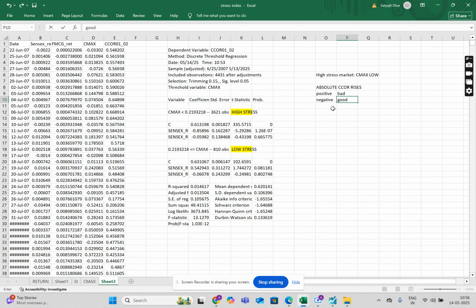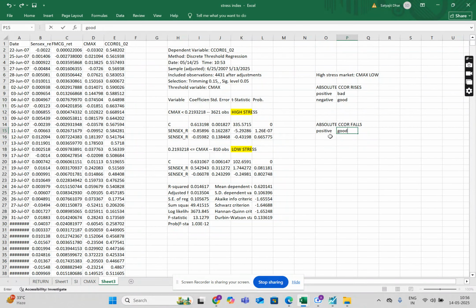So that is good. Now suppose we write, in the same way, when absolute CCOR falls for high stress market, if the absolute CCOR is positive and it is falling, we will be happy, right?